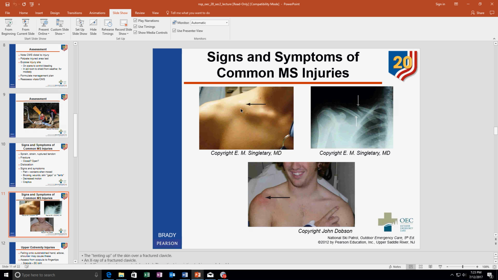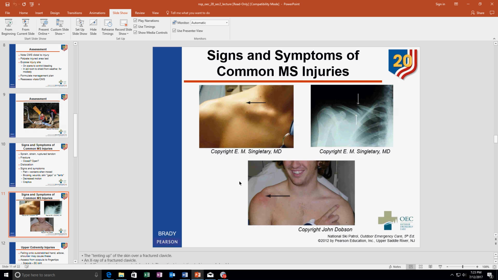Sometimes they've had a fractured collarbone, and they may have had it fractured on both sides, or it may be a deformity just the way their collarbone is. But again, you need to talk to the patient, get the information from them.